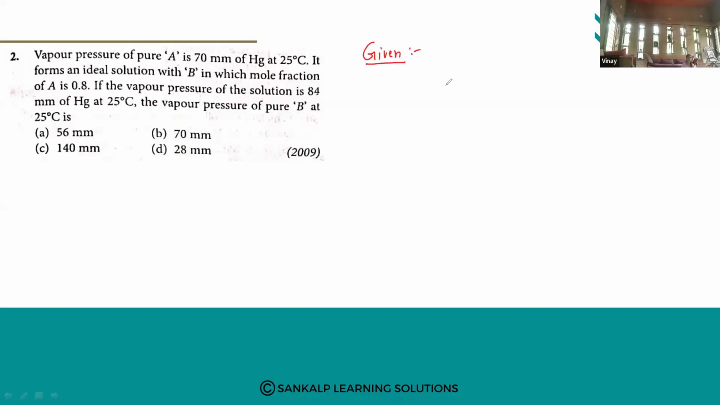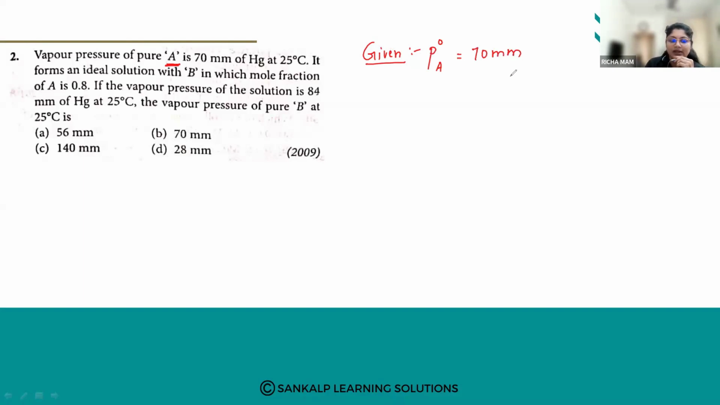Now, what all is given here? The vapor pressure of pure liquid A is given. How do we denote the vapor pressure of pure liquid A? P naught of A, that is 70 mm. Then, it forms an ideal solution with B, in which the mole fraction of A is given, denoted by chi A, that is 0.8. So this is the mole fraction given.